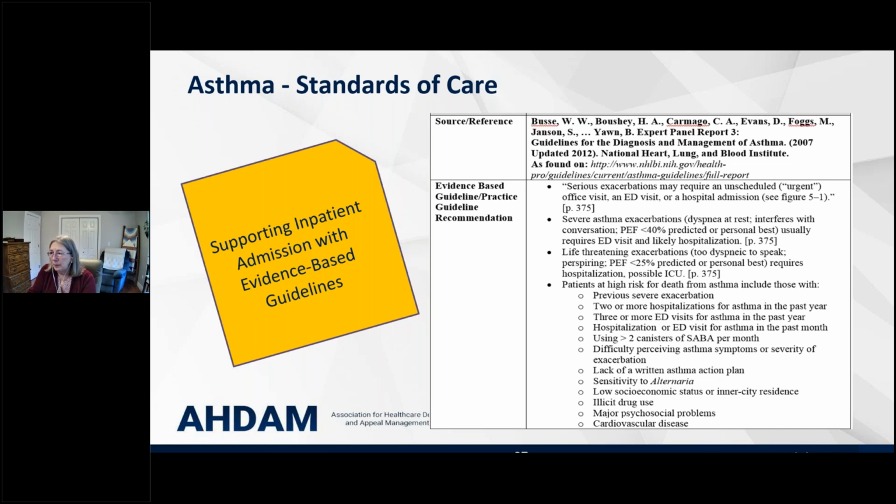Here's one for asthma. This is from the National Heart, Lung, and Blood Institute. And it talks about how serious exacerbations of asthma may require a hospital admission. Now, when a peer-reviewed journal article talks about hospital admission, I would argue all day long they mean inpatient admission. Okay, that's what I would say.